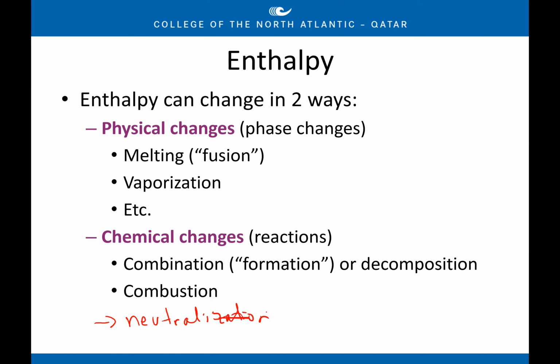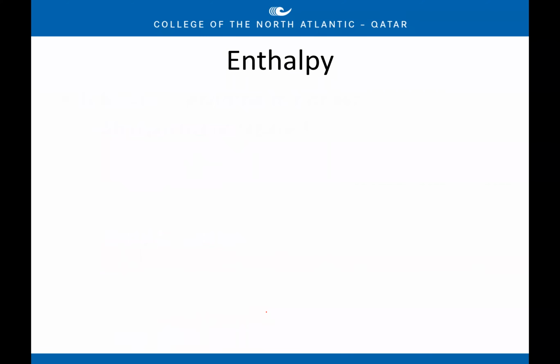So neutralization is typically exothermic. When you mix an acid and a base, it typically gets hot. It releases energy. Combustion, so burning a candle or burning a piece of paper, is also going to result in energy changes. So with enthalpy, you can see an energy change in two ways. It can be a physical change, like a phase change, or a chemical change, like a chemical reaction.